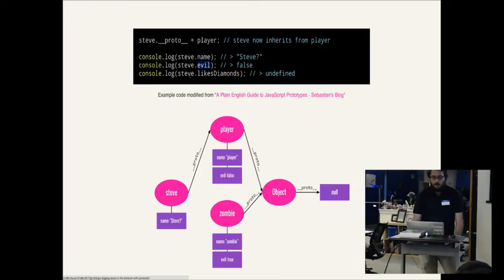And then finally, if we look for steve.likesDiamonds, it's going to start here at Steve. It's going to move up to player. It's going to move up to this global object. Then it's going to go to null. And that's the JavaScript mechanism to say, OK, give up. It doesn't exist. And so it's going to return undefined.